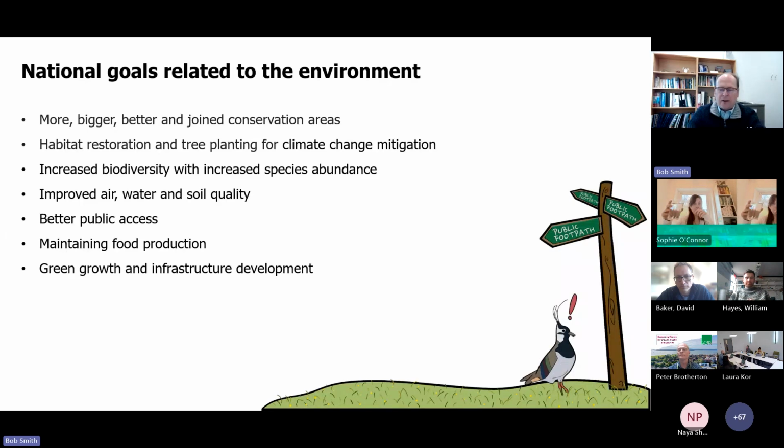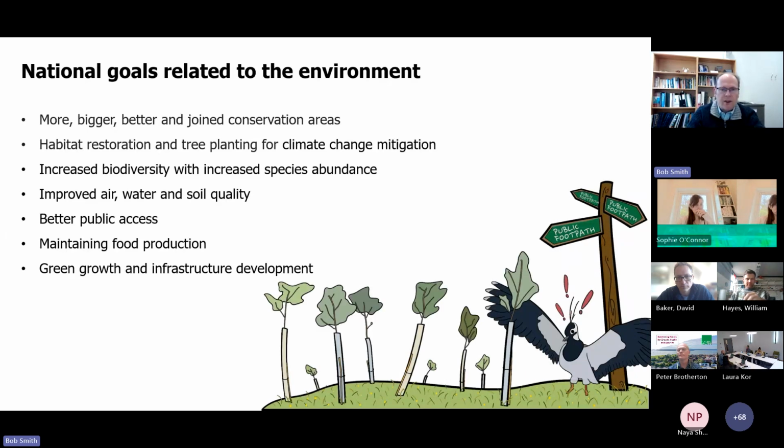And at both levels, globally and in the UK, we know that biodiversity is declining and we're in real trouble. If you look at what's happening just in the UK, in terms of national goals related to the environment that we're aiming to use to address this biodiversity loss, there's a whole set of different things there.